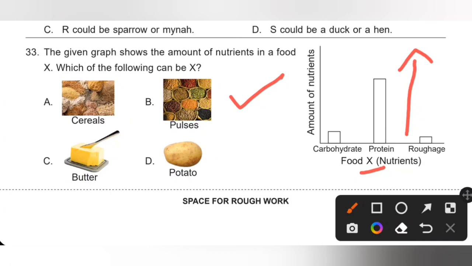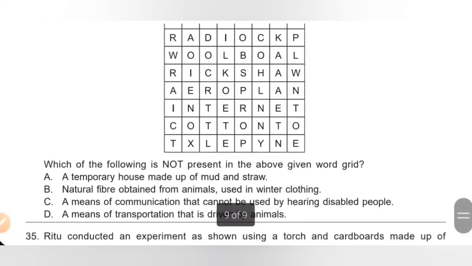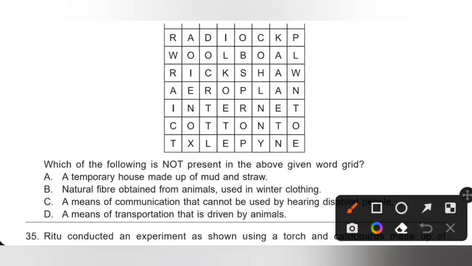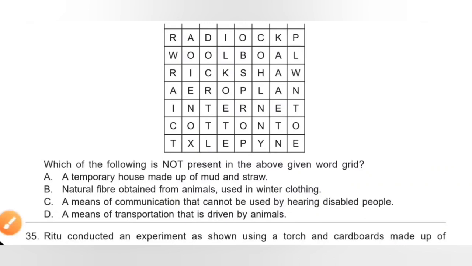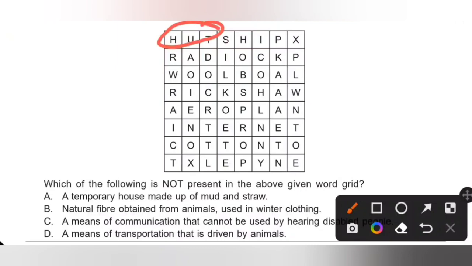34. Study the given word grid. Which of the following is not present in the above given word grid? So option A, a temporary house made of mud and straw. That is hut. So hut is hidden in the given word grid. B, natural fiber obtained from animals used in winter clothing, that is wool. Wool is also hidden in the given word grid.